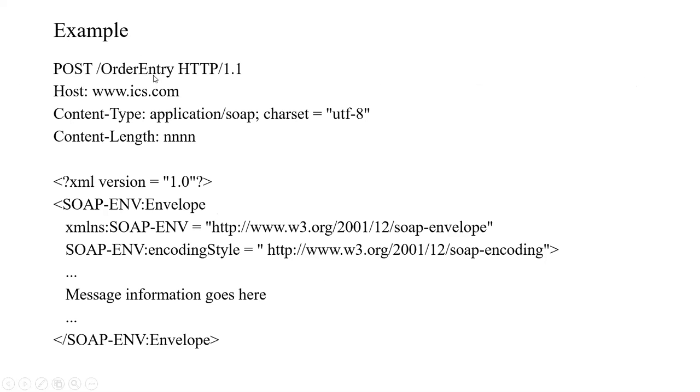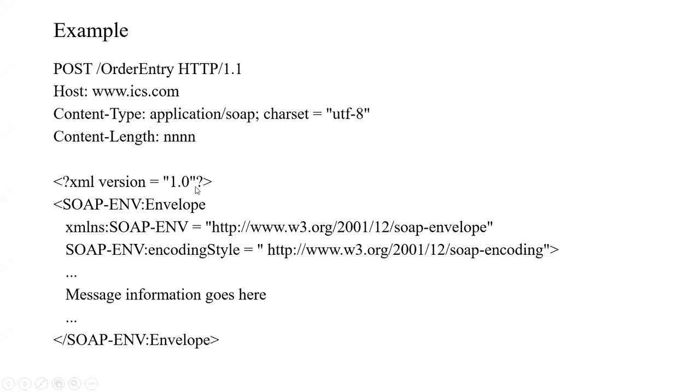Here is a post order entry. Suppose that we want to send an order entry to the server. Here we mention the order entry and HTTP protocol 1.1. The host name is www.ics.com. The content type is application source, and here we write UTF as the character type. Content length is where we specify the number of bytes that we want to use. Here, for example, I write NNN; instead, we can use a particular number also. So this is the syntax.